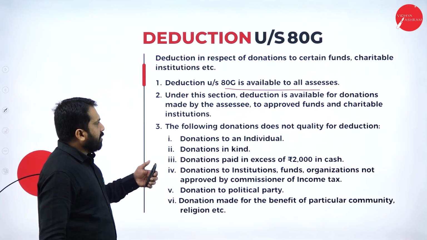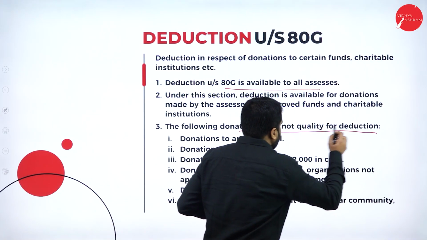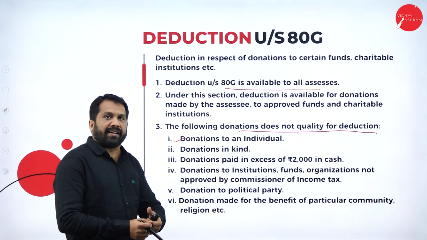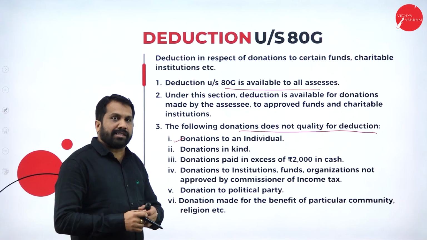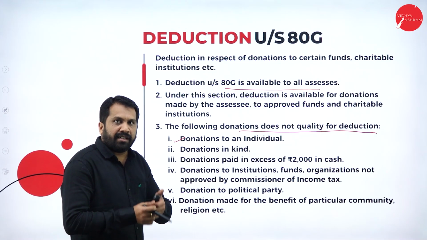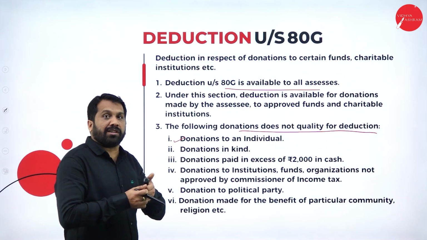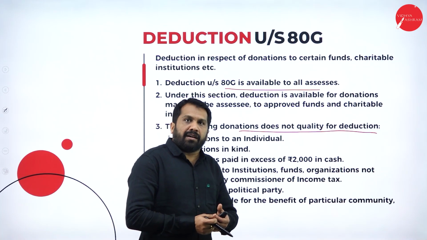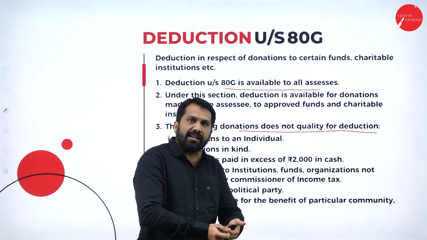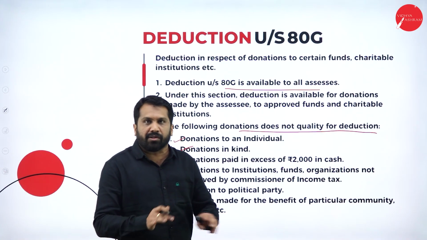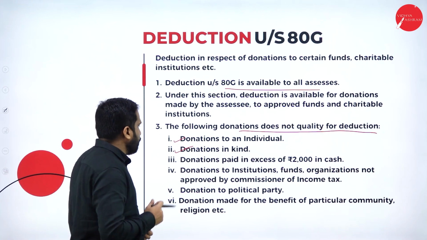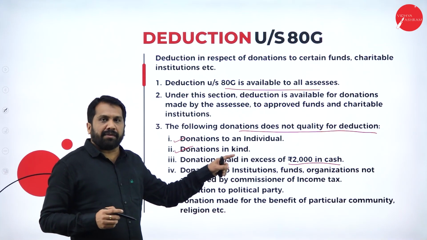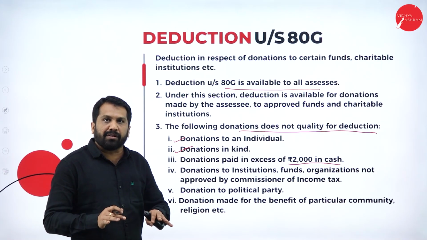Now, the following donations do not qualify for the deduction. Which are those? Donation to an individual, like if you donate to your friend, will not be considered. You have to donate to some charitable trust, society, or orphanage, any registered society. Donation in kind, like giving bread, giving stationery, giving bags to children, is not donation. You have to pay by cash. Now, donation paid in excess of 2,000 in cash: above 2,000, it should be through bank, not through cash.